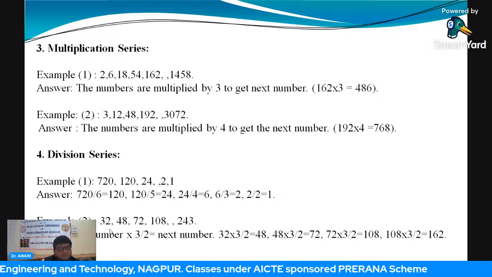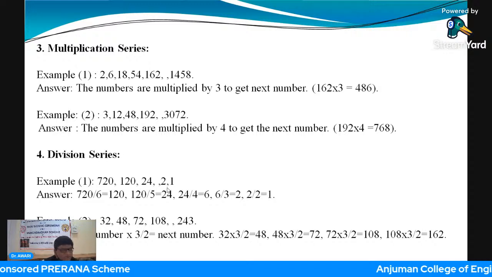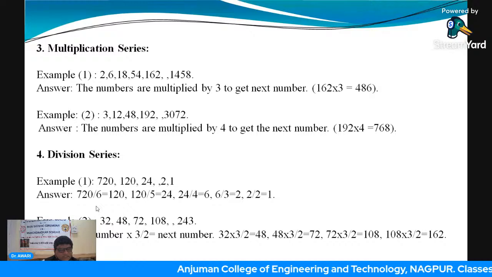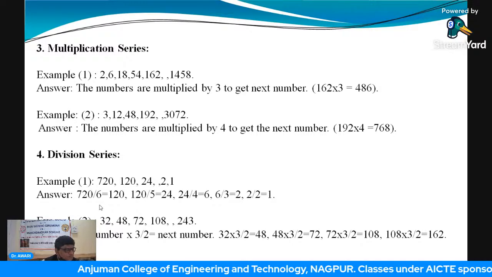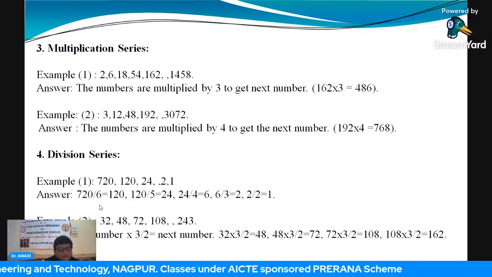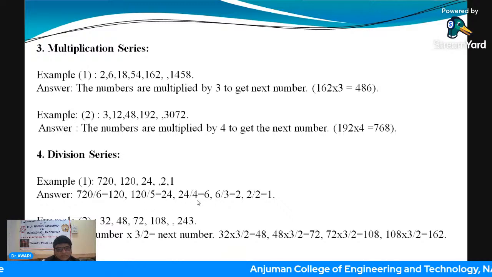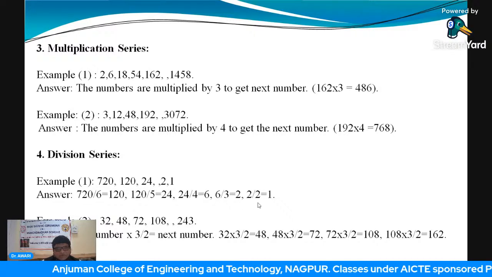Then the division series. Example: 720, then 120, then 24, then 6, then 2 and 1. So if you calculate the division series, look here: 720 divided by 6 is 120. 120 divided by 5 is 24. 24 divided by 4 is 6. 6 divided by 3 is 2. And 2 divided by 2 is 1.